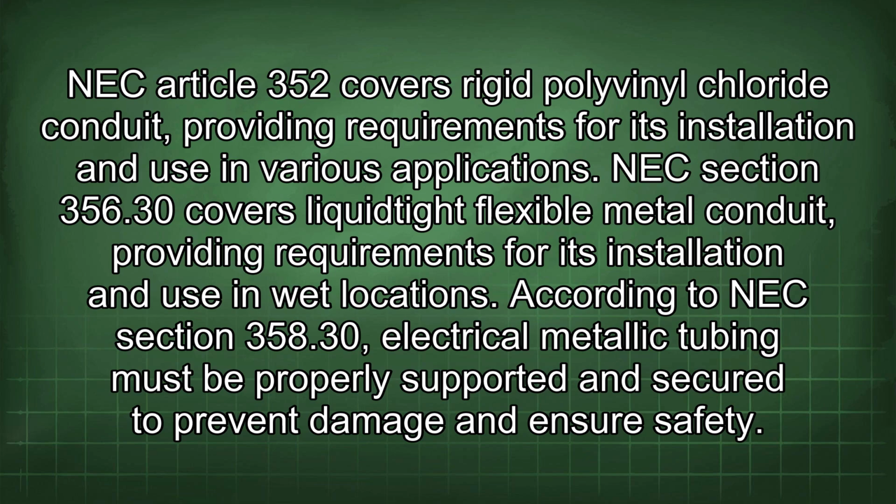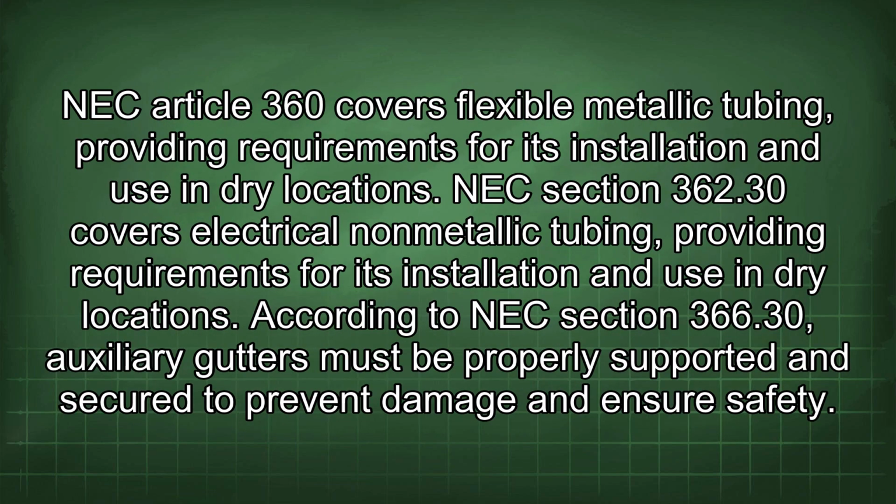According to NEC Section 358.30, electrical metallic tubing must be properly supported and secured to prevent damage and ensure safety. NEC Article 360 covers flexible metallic tubing, providing requirements for its installation and use in dry locations. NEC Section 362.30 covers electrical non-metallic tubing, providing requirements for its installation and use in dry locations.